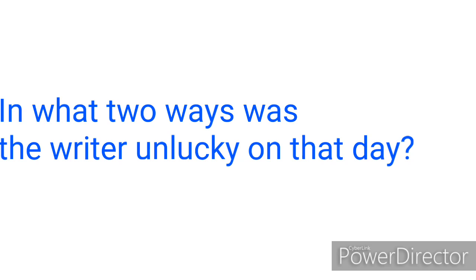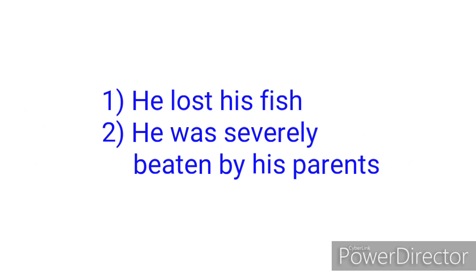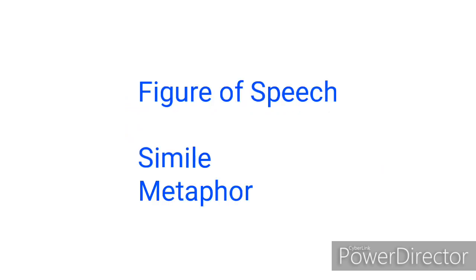In the passage, there is no place where the writer is said to be unlucky, but there are certain things that he narrated that happened to him, which can be said to be unlucky. So this question requires you to figure out the unlucky things that happened to the writer, according to the passage. And the unlucky things that happened to him on that day were that he lost his fish and he was severely beaten by his parents. So to answer the question, you can say, 1, he lost his fish, and 2, he was severely beaten by his parents.